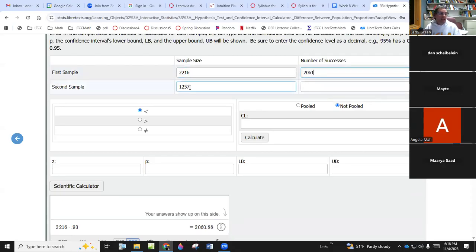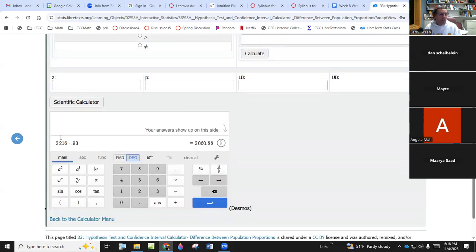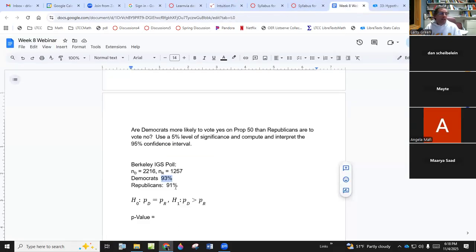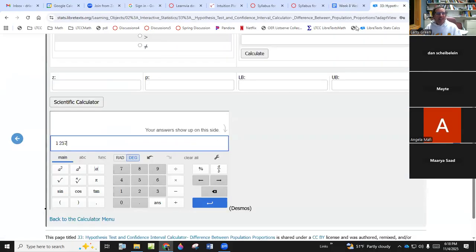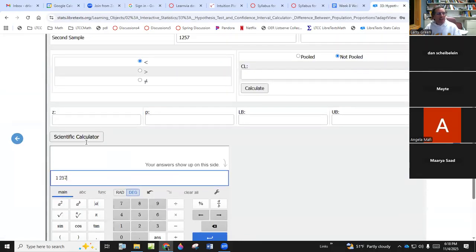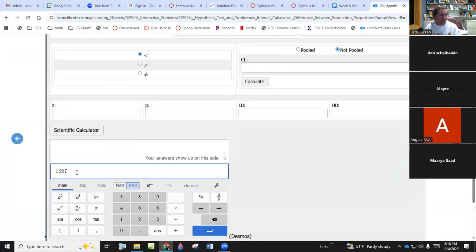Okay, for the second, it was 1257. And if you remember, 91% of the Republicans said yes, they're going to vote no on 50. Okay, that's why I sometimes call it number of successes. So 0.91. So times 0.91. And again, round to the nearest whole number, which would be 1,144.